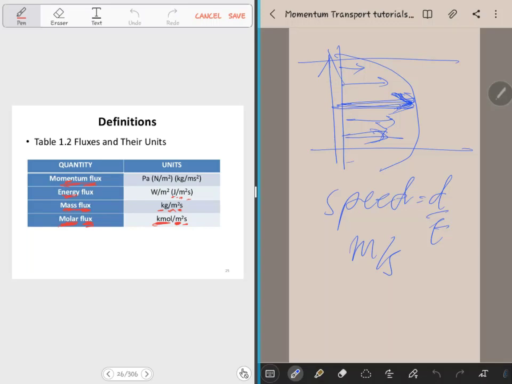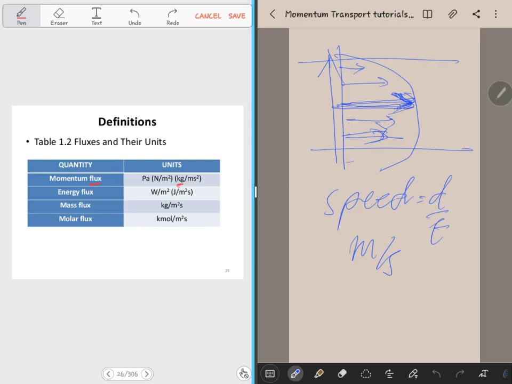The other time we were talking about fluxes, and then we go here, we talked about momentum flux, energy flux, mass flux, and molar flux, right? So then, let me see if I can go over. So momentum flux, right? Flux is quantity per unit area per unit time, right? So momentum, we talk about momentum, we're talking about mass here. So like mass, right? Let me use this one.